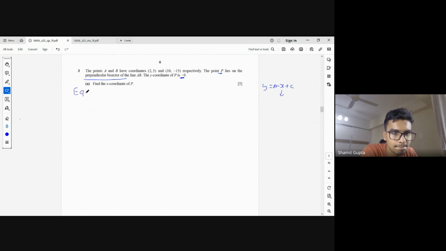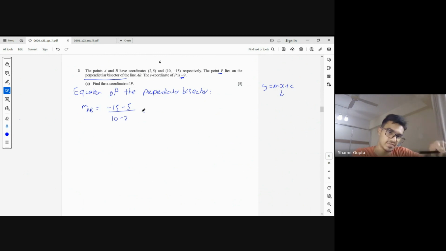So I'll just write here. You don't have to write this, but I'm just trying to show you also. I'm trying to solve the equation of the perpendicular bisector. Okay, so first I'm just going to find the gradient of AB. M_AB is equal to y2 minus y1 over x2 minus x1, right? So minus 15 minus 5 over 10 minus 2. The other way around also works. You can do 5 minus 15 over 2 minus 10, but this also works. So it will be negative 20 over 8, which is negative 5 over 2.